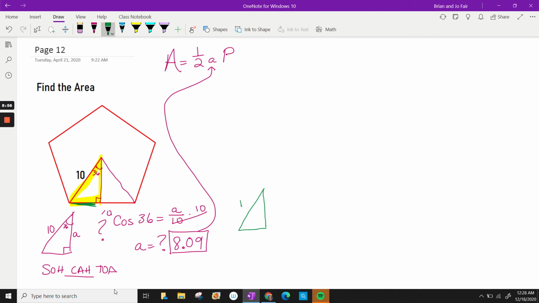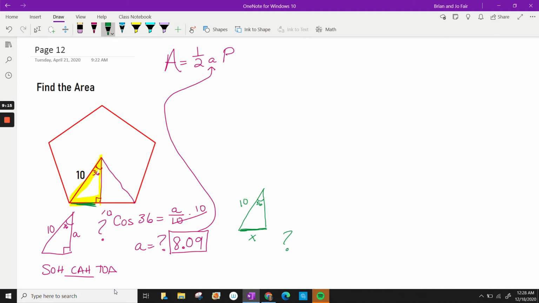I've got the 10 still. I'm going to use that. I know that this is a 36, but what I'm looking for this time is this side down here. Let's see if we can find that side. Based on that, do you think you should use sine, cosine, or tangent?